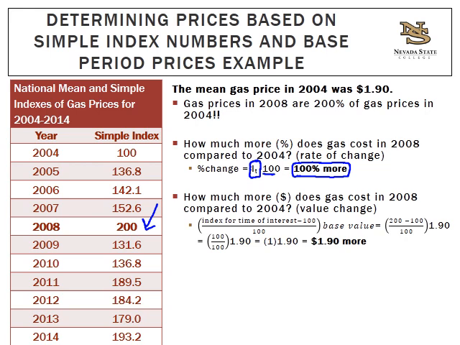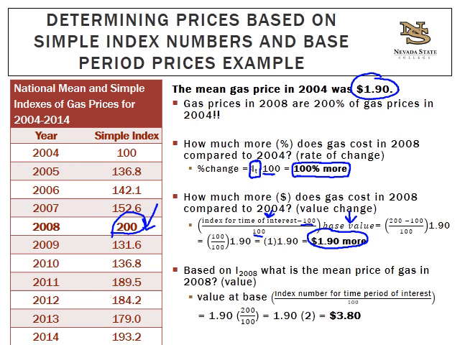So to do this, you're going to look at that value change formula on the previous slide that I showed you where all the formulas were. For this one, you take the index for the time period of interest, in this case 200, and you subtract 100, and then you divide by 100, and then you multiply whatever you get in that parenthesis by the base value, which in this case is $1.90. So we have 200 minus 100 divided by 100, and that gives you 1. And then you multiply that by 1.90, and gas was $1.90 more in 2008 than it was in 2004.